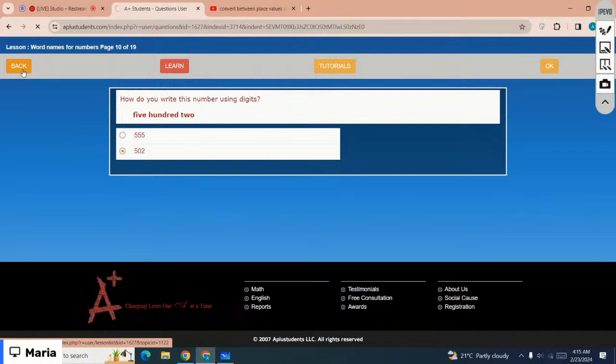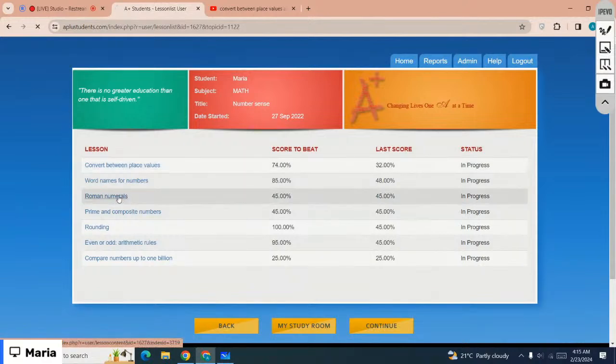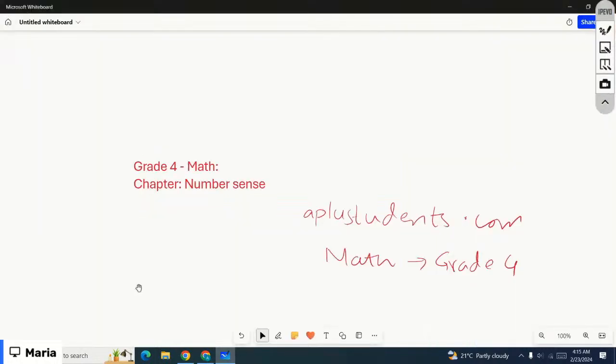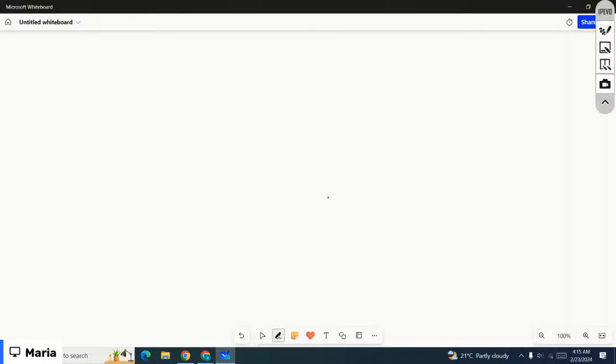Let me just move on to next lesson. And the next lesson is Roman numerals, right? Let's just start with the lesson that is Roman numerals. So let's just learn some of the basic Roman numerals. You can note them down on your notebook. So the basic Roman numerals are, you can write 1 as I, 2 like this. This is 3. You can write 4 as like this.